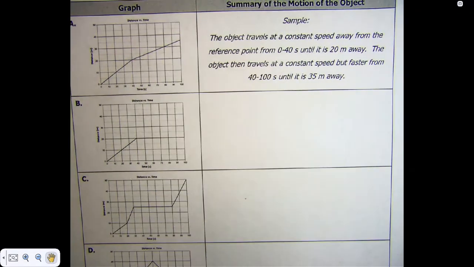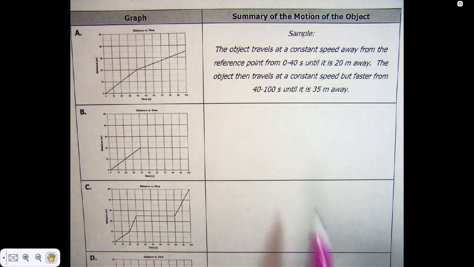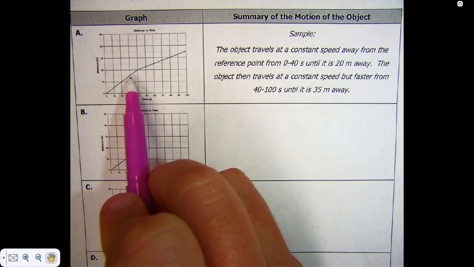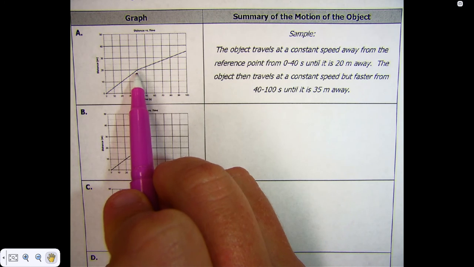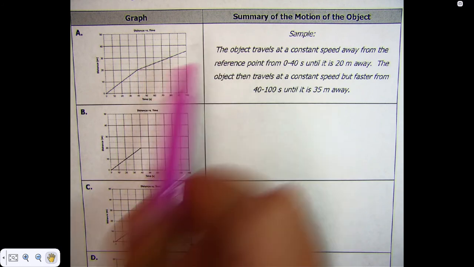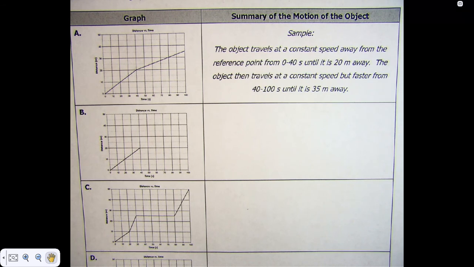All right. So for the other part that you're going to do, which is this, and I know it's kind of hard to see these, you are basically just describing exactly what's happening in each graph. And you don't have to be as specific as this one is. So like this one, you could say it's moving away from the starting point at a constant speed, or the reference point at a constant speed. And then it slows down in that second interval. Okay? Does everybody understand that? All right.